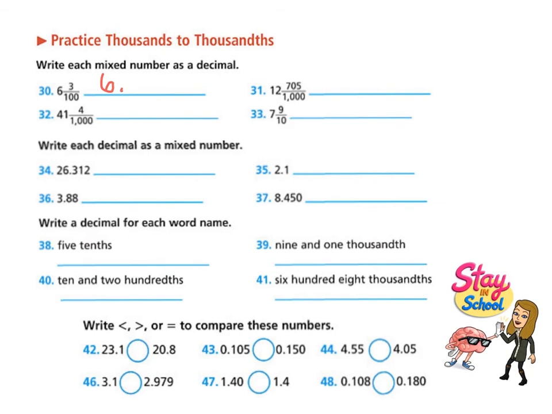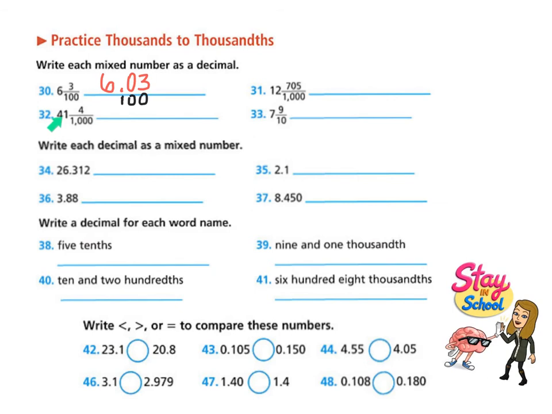So we'll place our decimal point, and then I'm going to use my trick. So I notice it's the hundredths. So in order for that 3 to pop out to the hundredths place, I would need a 0 to go into the tenths. So 6.03 is the same as 6 3/100ths.